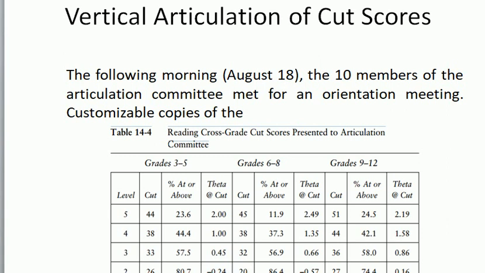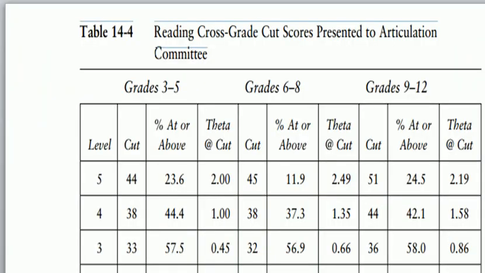Now, dear students, now come towards the articulation. After this, dear students, a 10-member articulation committee met for finalizing the reading cross-grade cut scores presented to the articulation committee. The details of these cut scores for all grades have been given in this table.